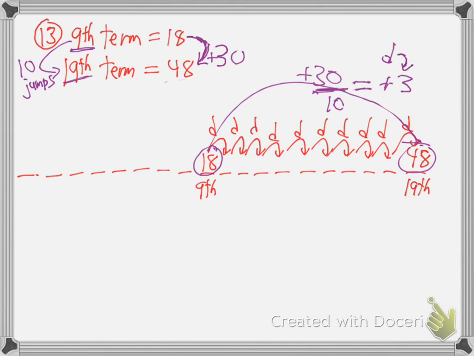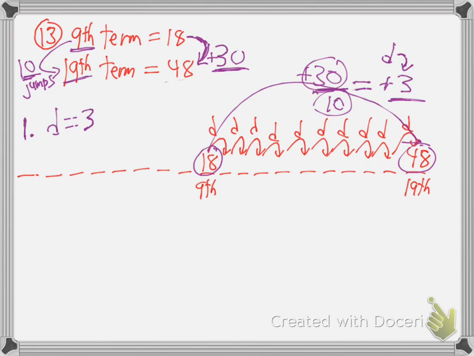That's the difference from term to term. So you just take the total. It went from 18 to 48, a total of 30, and it did it in 10 jumps, from the 9th spot to the 19th spot. So the total of 30 divided by 10 jumps is 3 per jump. So D is 3. Now that we've got D, we can use the formula to get everything else. This plan making sense? Step one is to get D, which we've got.